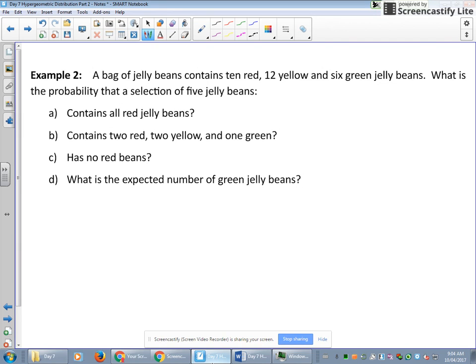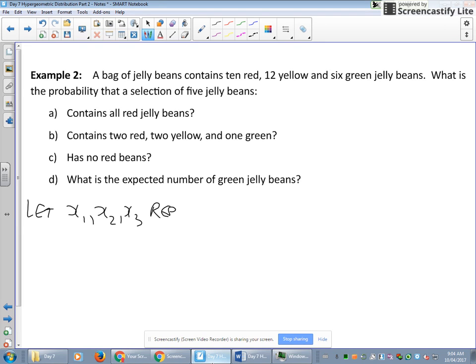So we've got A is just asking for red jelly beans. B is red, yellow, and green. So let's go with our let statement showing our x1, x2, x3. There's just three options, right?